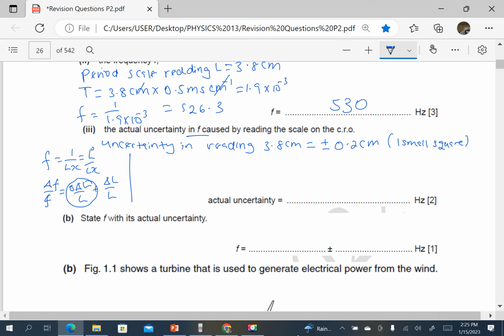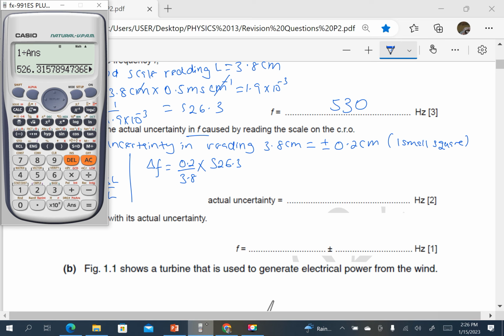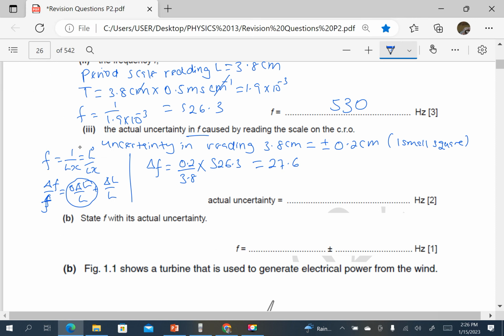So I wanted you to see that the absolute uncertainty in F is equal to that in L, which is 0.2 centimeters over the value of L, which is 3.8, times the corrected value of frequency, because we multiply both sides by F. So this will be times 526.3. So I'll just multiply this times 0.2 divided by 3.8. And this is 27.6 or 28. So that will be 28.